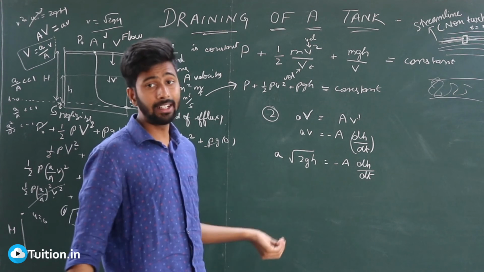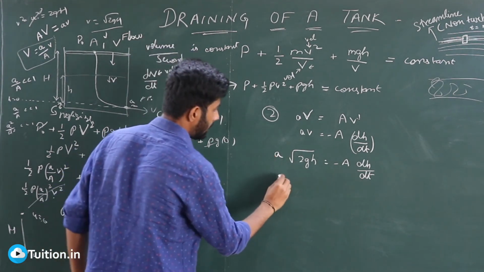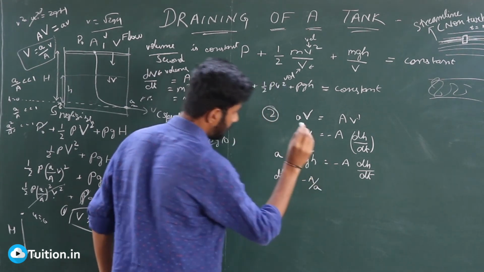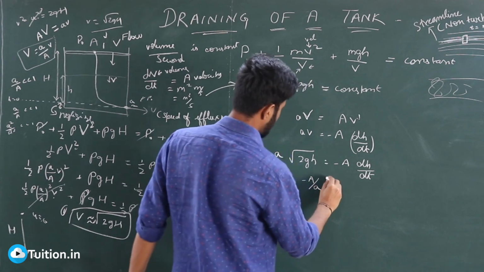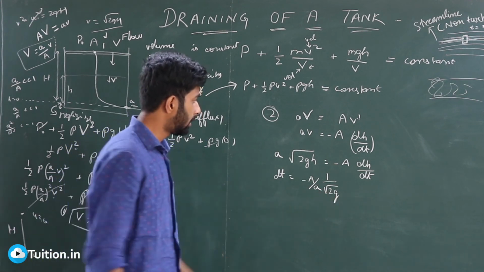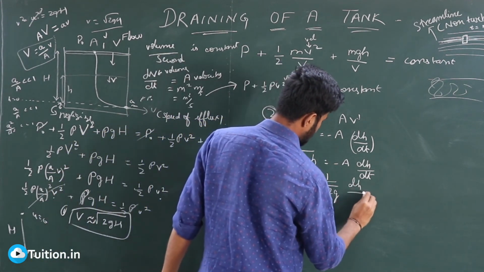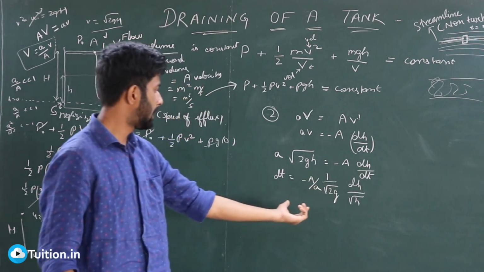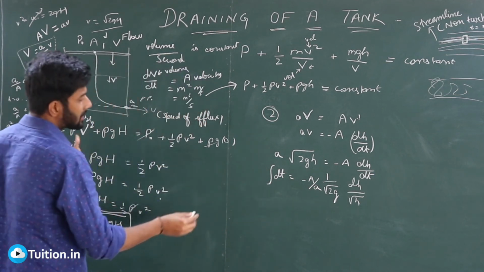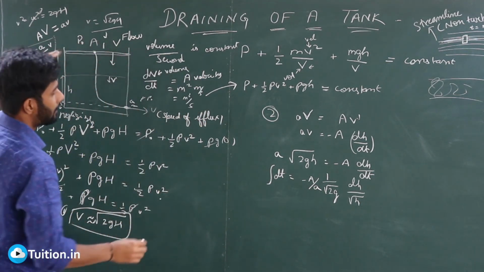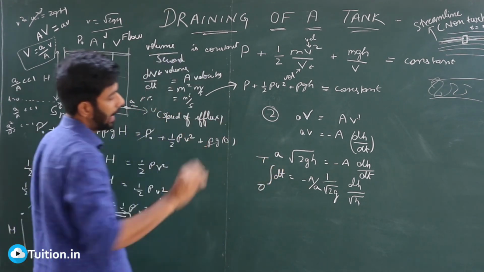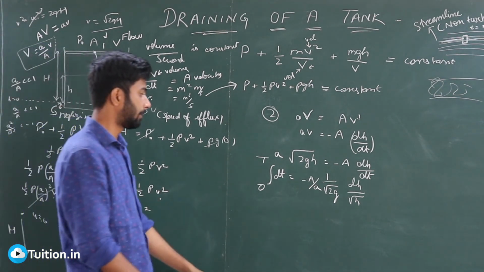So what I'll do is, I need the time required, so I'll send dt that side. I'll have my minus a by A here with me, into 1 by root 2g also will be there, and you'll have dh by root h. So minus a by A, 1 by root 2g, dh by root h, that's all there. Let's say everything started at t equal to 0, so at t equal to 0 your level was H. I'll integrate this from t equal to 0 to t equal to capital T. Capital T is the time required for me to empty the tank.